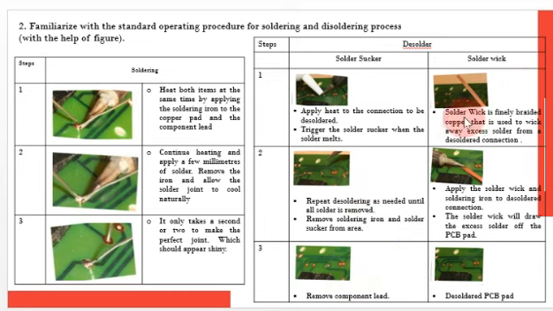Solder wick is a finely braided copper that is used to wick away excess solder from a desoldered connection. Step 2, apply the solder wick and soldering iron to the soldered connection. The solder wick will draw the excess solder off the PCB pad. Step 3 is to desolder the PCB pad.